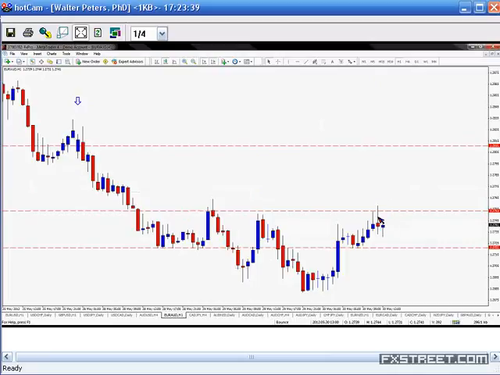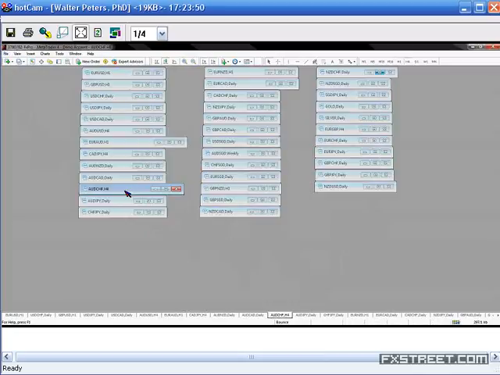So here's the Euro Aussie, and again, I was talking about possibly taking another entry here off this candle right here. That looks pretty good to me. What was the other one? So we have the Euro New Zealand, the Euro CAD, the Euro Aussie, the Aussie Swiss.